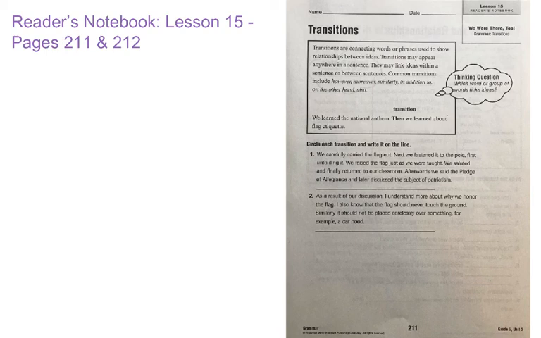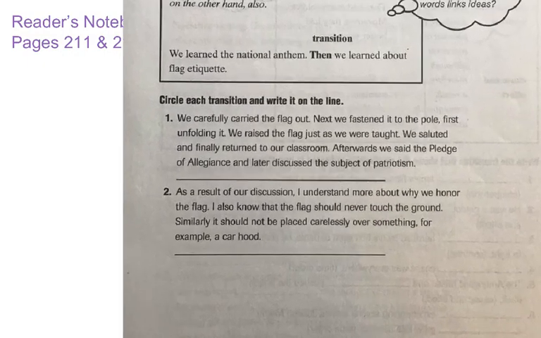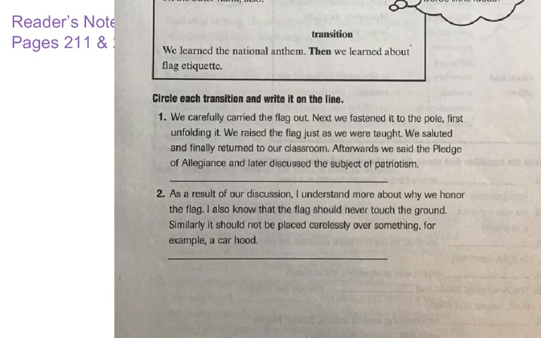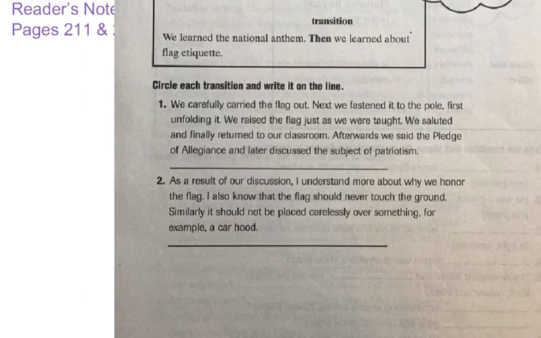In number 1, it says circle the transitions and then write them on the line. I'm going to zoom this in a little bit because it's a little small for me. So we're going to circle our transitions and then write them on the line. Number 1, we carefully carried the flag out. Next, we fastened it to the pole, first unfolding it. We raised the flag just as we were taught. We saluted and finally returned to our classroom. Afterwards, we said the Pledge of Allegiance and later discussed the subject of patriotism.